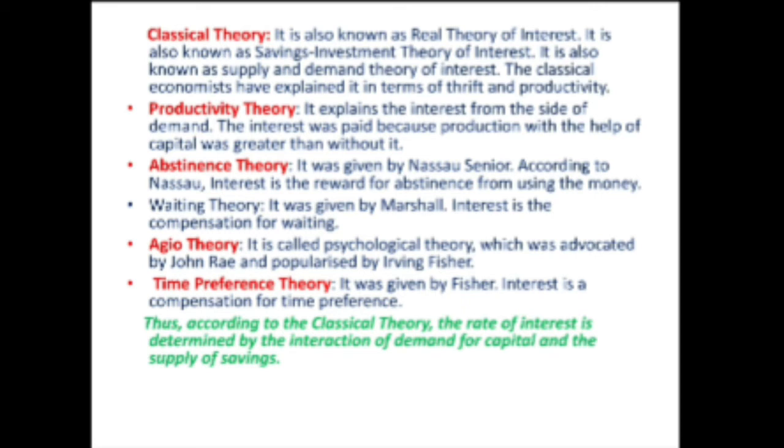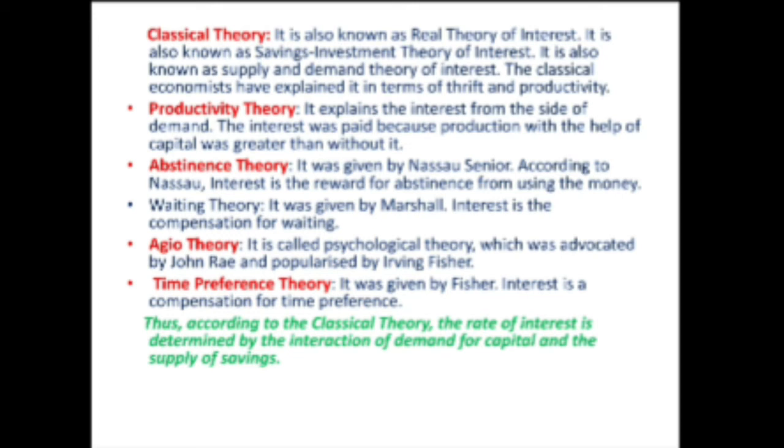It is also known as the real theory of interest. It is also known as savings investment theory of interest. It is also known as supply and demand theory of interest. The classical economists have explained it in terms of thrift and productivity. Now you have the other important theory, which is the productivity theory. It explains the interest from the side of demand. The interest was paid because the production with the help of the capital was greater than without it.